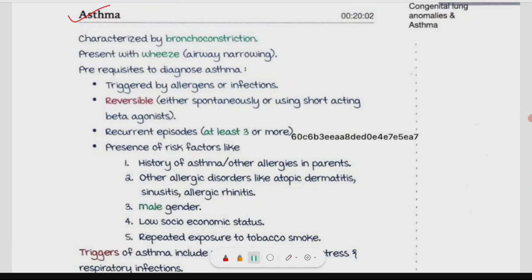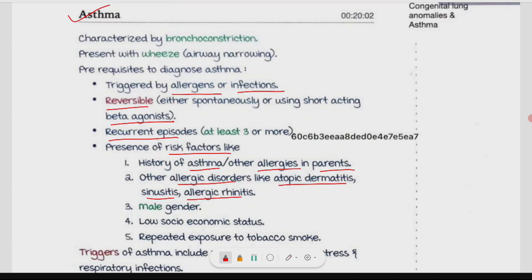There are some prerequisites to diagnose asthma: it is triggered by some allergen or infection. It is reversible, either spontaneously or using short-acting beta agonist. There are recurrent episodes, at least 3 or more. There should be presence of risk factors, like a history of asthma or allergies in the parents. There should be other allergic disorders like atopic dermatitis, sinusitis or allergic rhinitis.